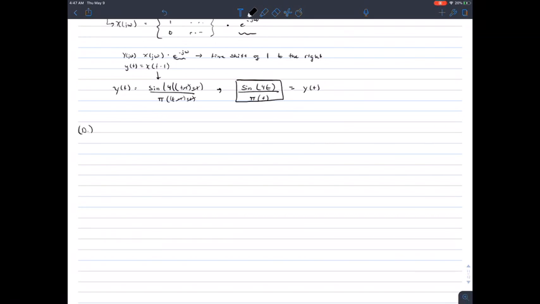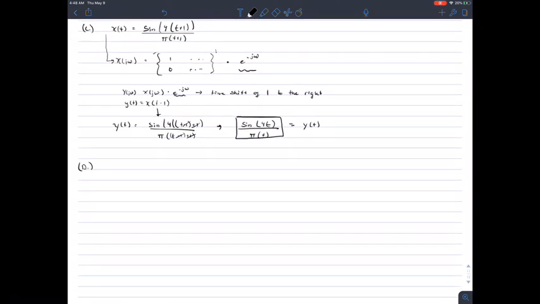Part D. Part D, let's see here. That doesn't look bad at all either. Oh, cool, it's in the same format, so you'll be able to do the same exact thing we just did for C. Okay, so sine of 2t over pi t, all squared. This is x of t.